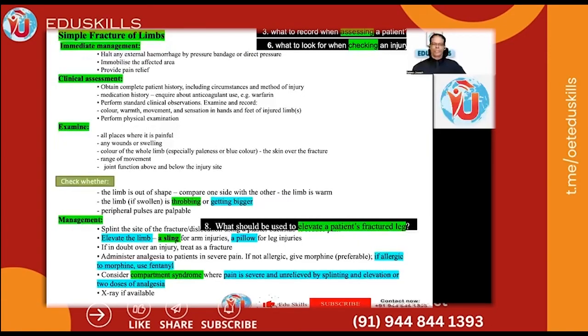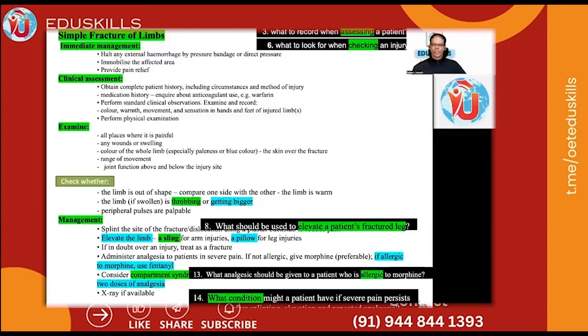Elevate the limb: sling for arm injuries, a pillow for leg injuries. What should be used? A pillow, yes. So clear it is, a pillow. And what analgesic should be given to a patient who is allergic to morphine? If allergic to morphine, use fentanyl. So clearly given there. Fentanyl. What condition might a patient have if severe pain persists? Compartment syndrome. Yes.